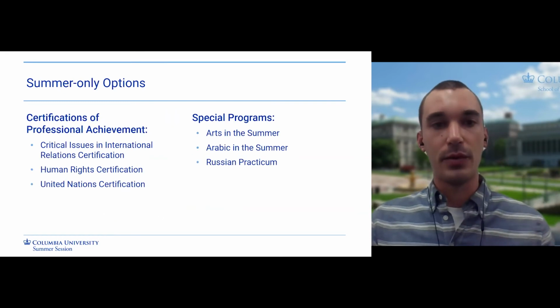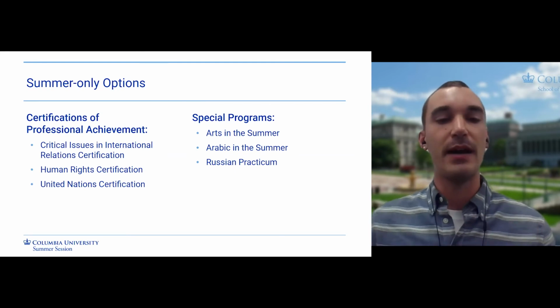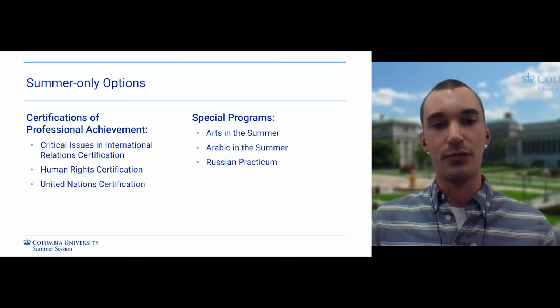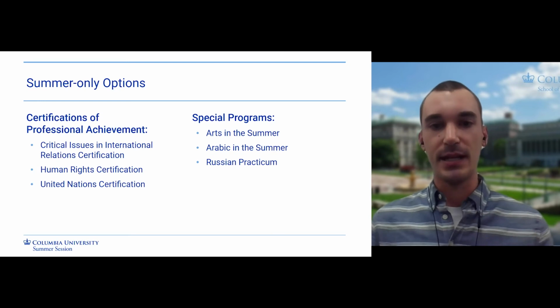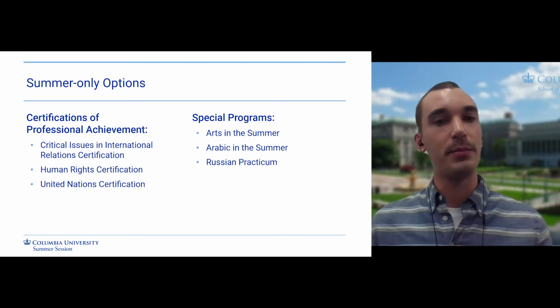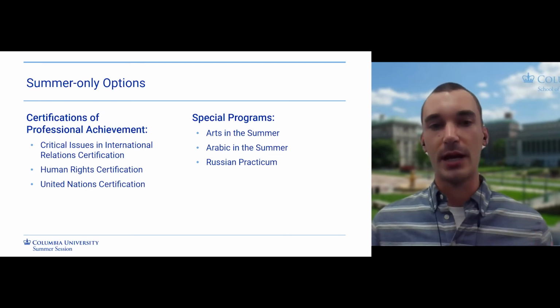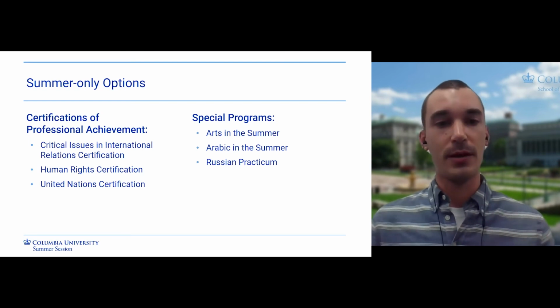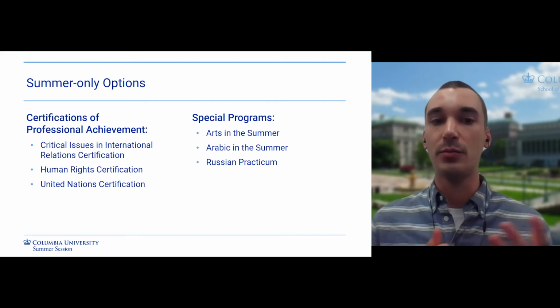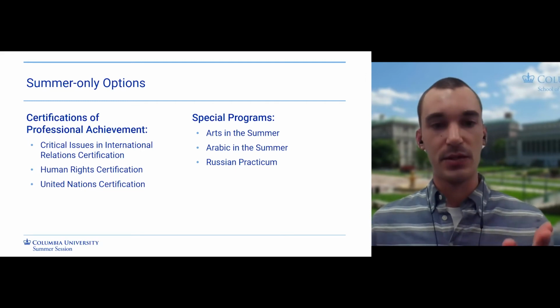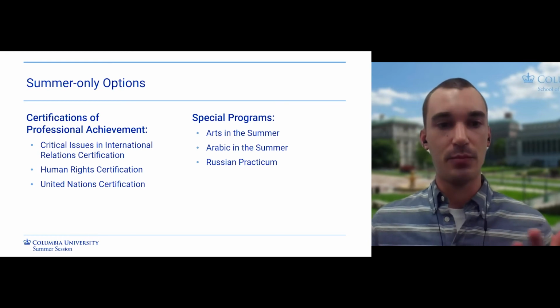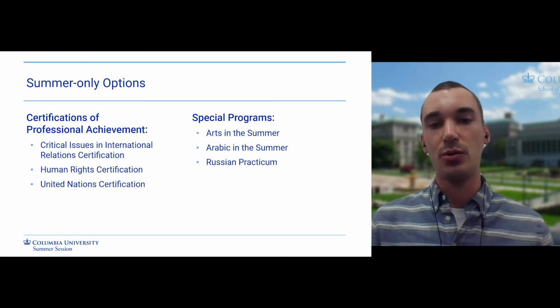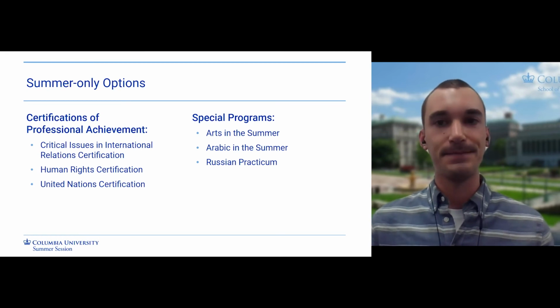And regarding our 3 summer-only CPAs, we have the Critical Issues in International Relations and United Nations Studies, both of which are offered through a partnership with the School of International Public Affairs, or SIPA. We also have the Human Rights Program, which is offered through a partnership with the Institute for the Study of Human Rights. Alongside those 3 summer-only CPAs, as I mentioned briefly, we have the Arts in the Summer program, as well as 2 intensive language programs.